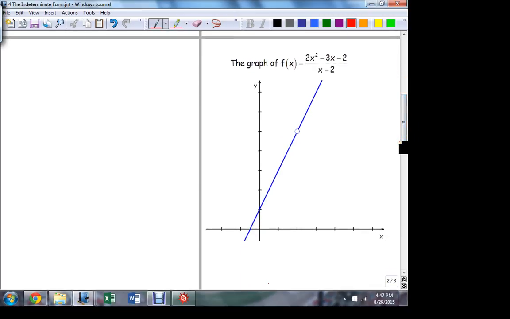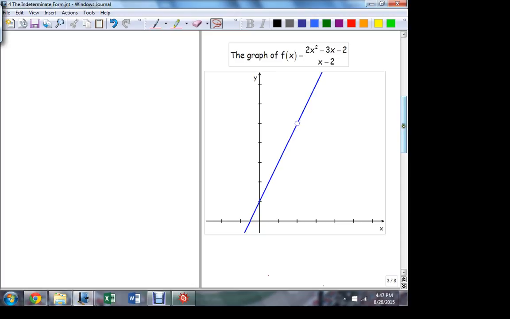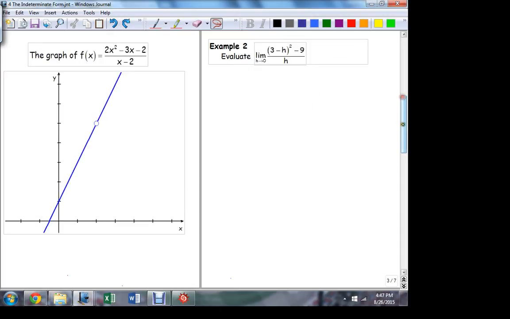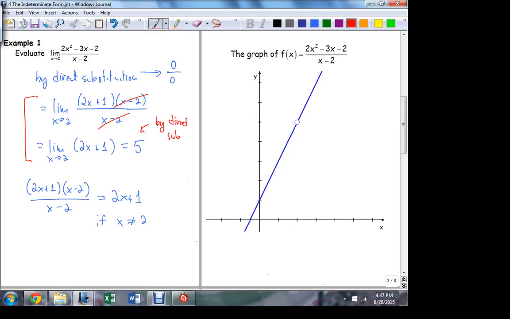And here's a picture of this function. What does this function look like? Well, if we look at the function as a whole, this looks like the line 2x plus 1, except at one point, right here, where x is equal to 2, this function has a hole punched in it. We saw that earlier when we were talking about limit behavior. Here's an example of a function with a hole punched in it that's been created through this rational expression.